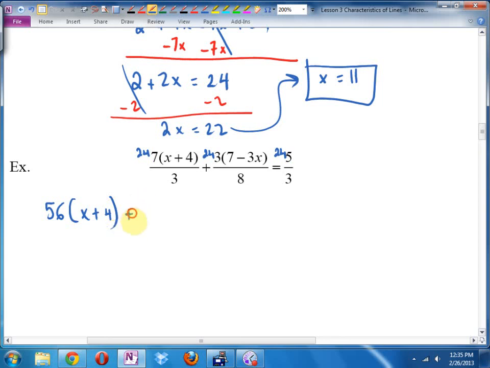And then there's a plus sign I noticed between the two fractions. The second one is going to be 24 times 3 divided by 8. I think 9. Double check me. Yes? And instead of an x attached to it, there's a 7 minus 3x in brackets attached to it. So I'll just drop it down. Equals. It's going to be 24 times 5 divided by 3. 40. Yeah?